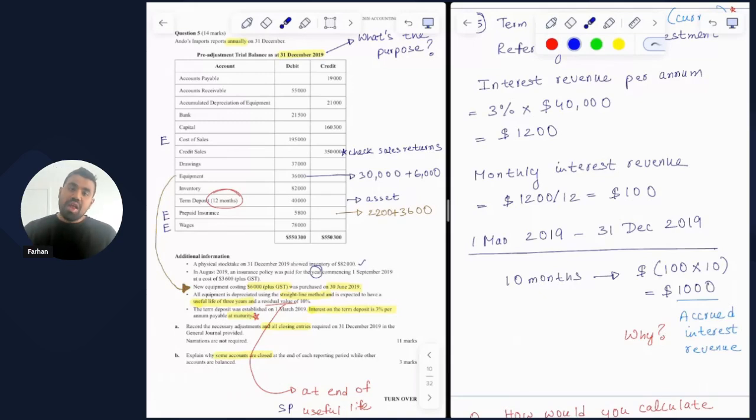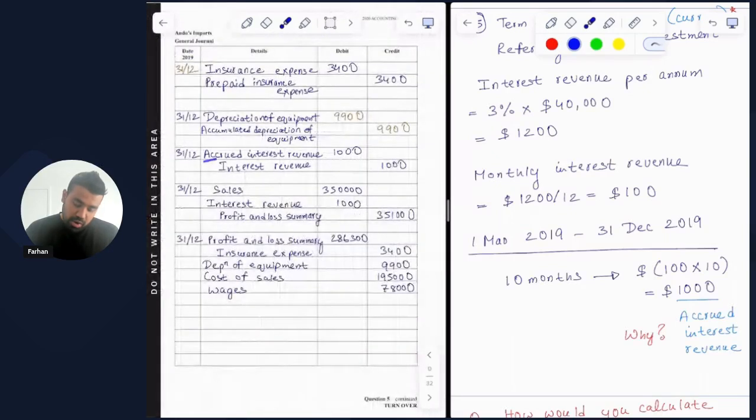Like this is a current asset and we haven't really received this in cash yet. Okay? So how do we journalize this? Right, so we just debit the accrued interest revenue, which is the same thing as interest receivable, referring to a current asset or an economic benefit that you expect to receive very soon.